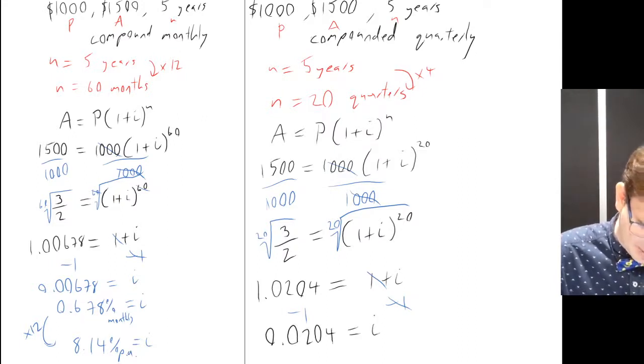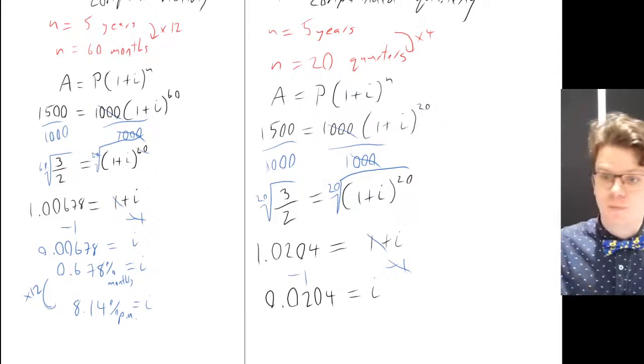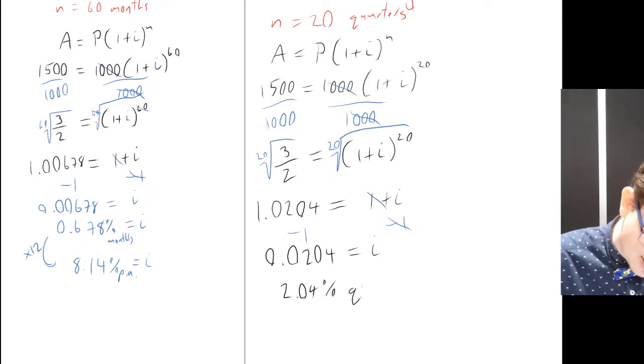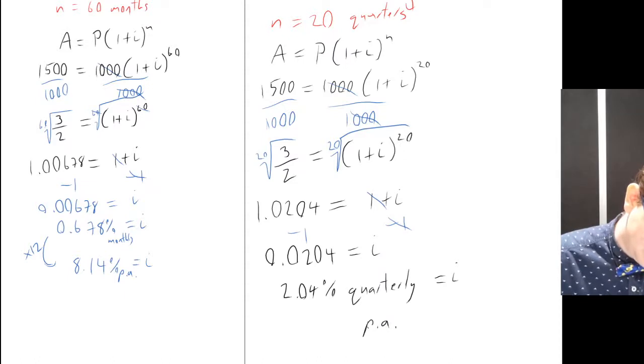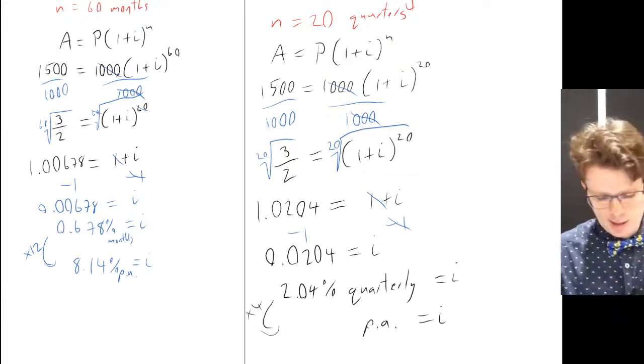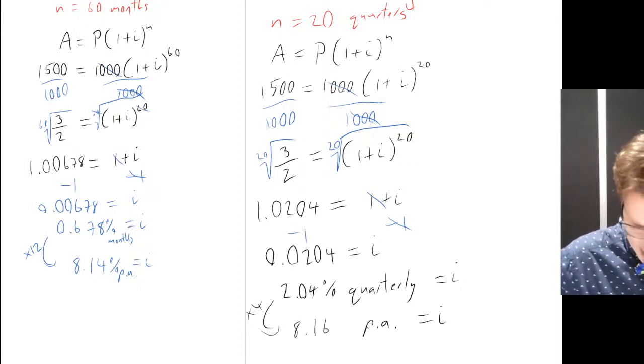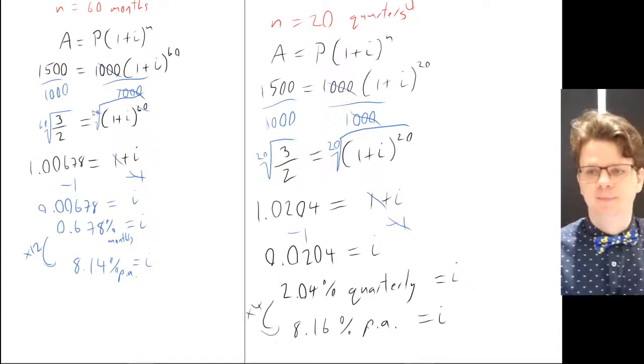0.0204 equal to i, except no, because that's not a percentage. So it's really 2.04%. Except no, that's a quarterly percent. And what we want is a per annum. So I've got to times by 4 again. And it's going to give me 8.16% per annum. Alrighty.